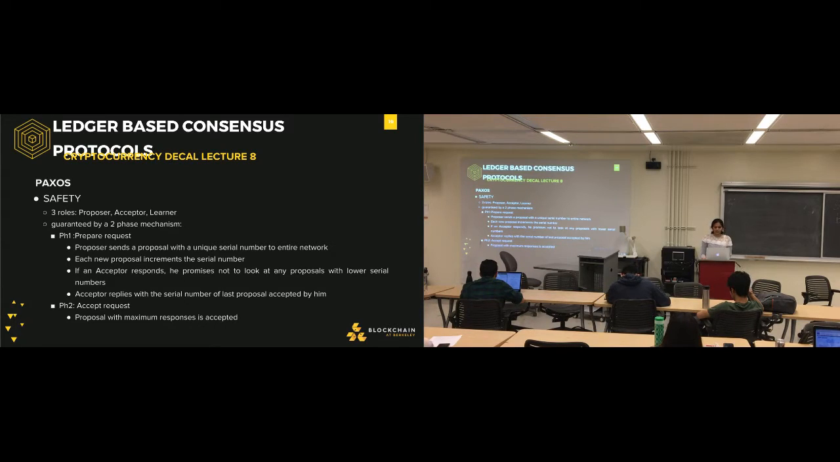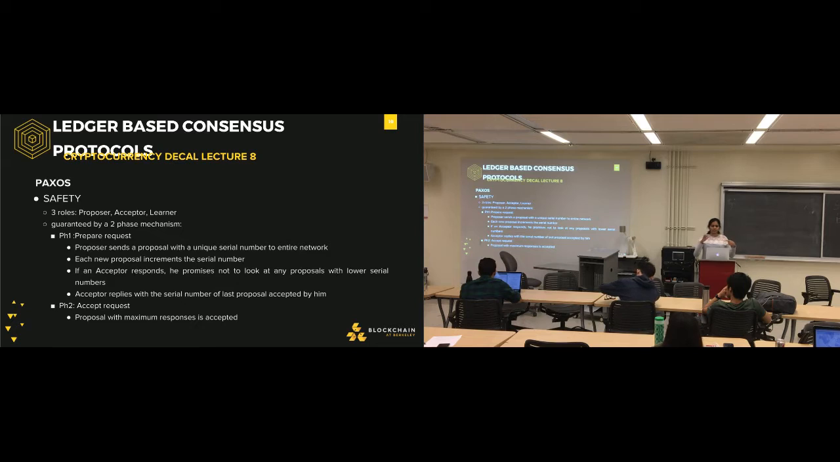In phase 2, a request is accepted. The proposal with the maximum number of responses is then accepted by the entire network. So how does this guarantee safety? For example, if in round 1, the entire network has accepted a proposal with serial number 5, in round 2, suppose a node sends out a proposal with serial number 7. Any acceptor will respond back with the number 5 to him.